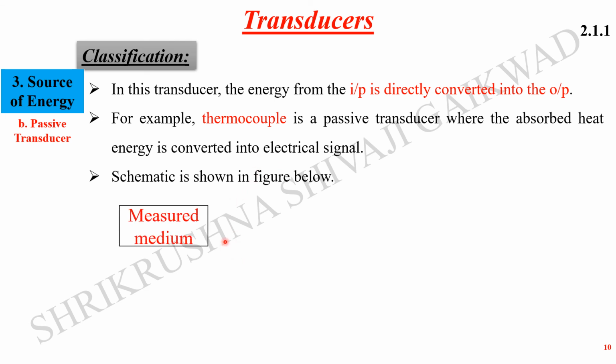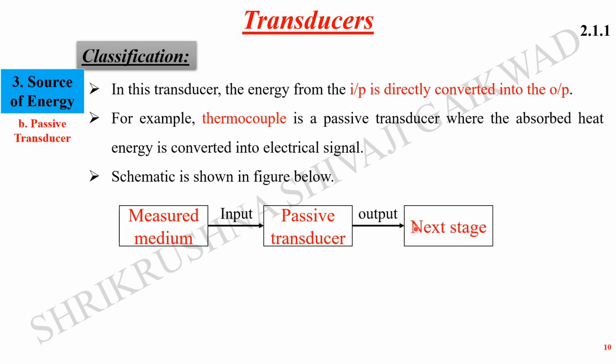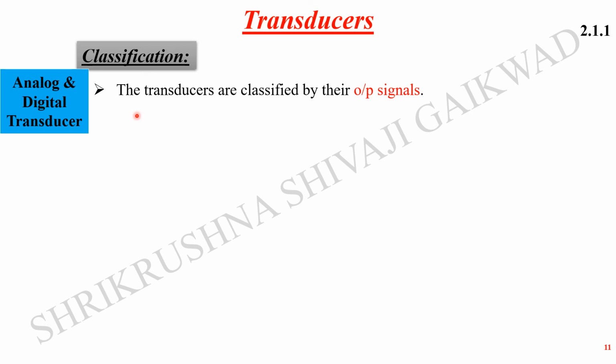The measured medium is given to the input, and then the passive transducer will be there, and then the output of this passive transducer is given to the next stage. So here no external power supply is used in case of the passive transducer. Now the other type is the analog and the digital transducer. They are classified by their output signals. So the output signal may be continuous or discrete.